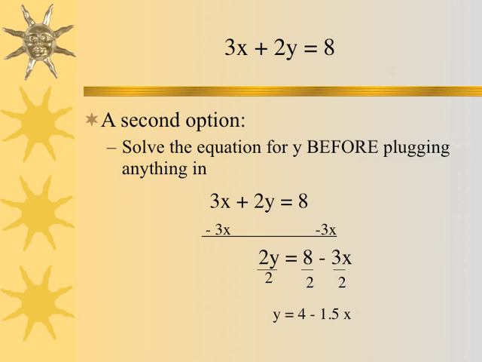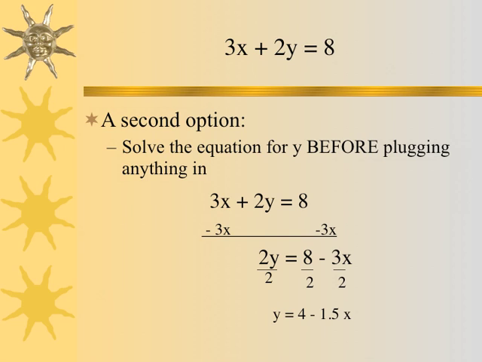A second option you can do is you can solve the equation for y before you plug anything in. Solving for y just means we're going to get y all by itself. And to do that, we're going to apply the properties of equality. So to get the y by itself, first I want to get the 2y term by itself on one side of the equal sign. So I need to subtract 3x from both sides. On the right-hand side then, I have 8 minus 3x. Those are unlike terms, so I can't combine them. So I have the equation 2y equals 8 minus 3x.